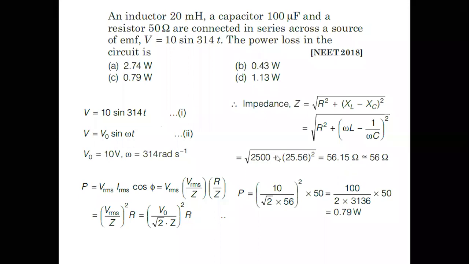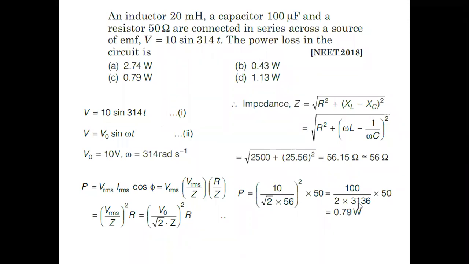The answer is under root 3136. You keep it as it is, nothing wrong. Finally you will get this answer, 3136 into 50. Simplify 50: you have 100 with 3 zeros. The zeros will cancel, plus 3 minus 3, it is 1 upon 2 into 3.16. 3.16 means 3.1, so 2 into 3.12, something like that, will get close to 6.28. 1 upon 6.28 gives you roughly 0.8 watt.